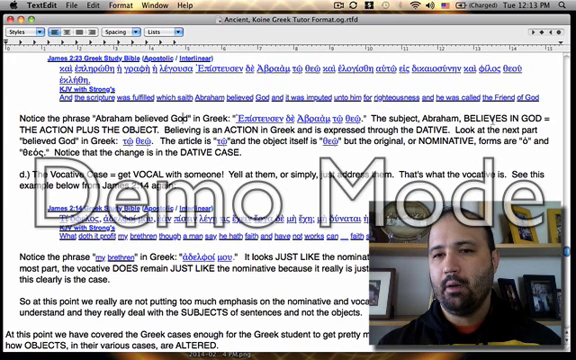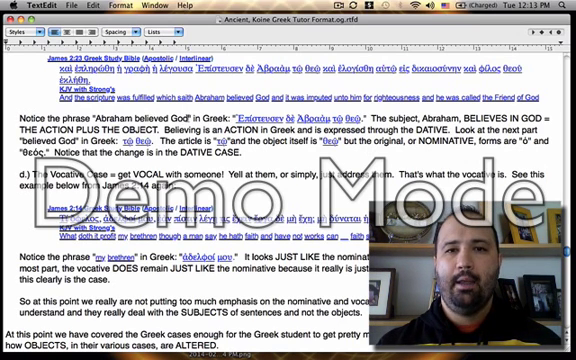The subject here, Abraham, right? He believes in God. The action here you see plus the object. Abraham believed in God. Abraham, what? Subject, believed. What is that? Verb, right? Active. Believing is an active verb. Okay, God. What is God here? The object. See that? Believing is an action in Greek and is expressed through the dative.